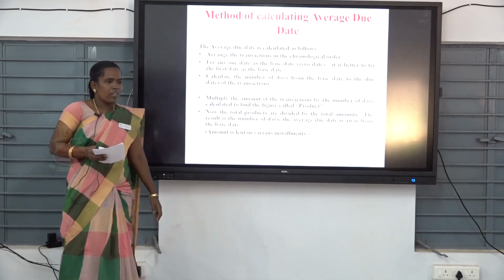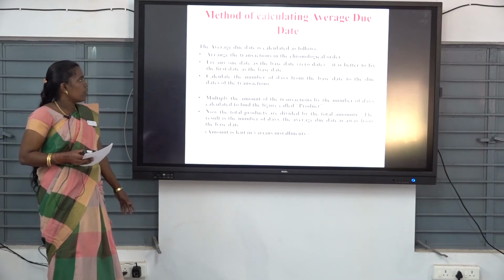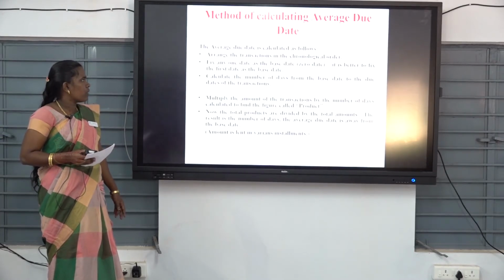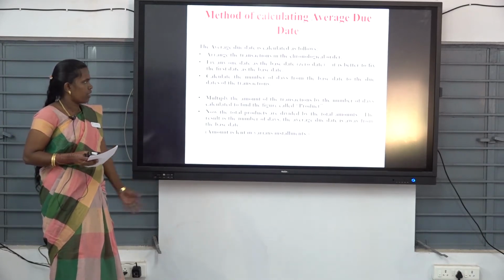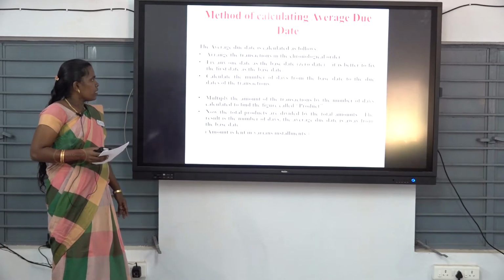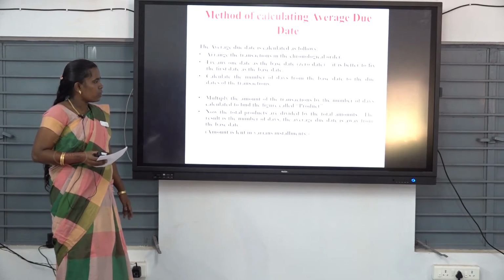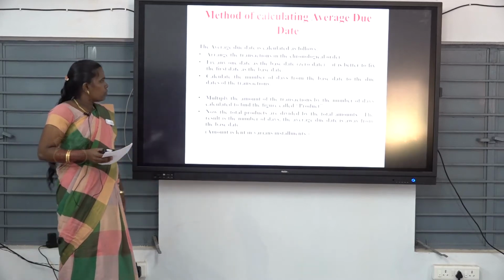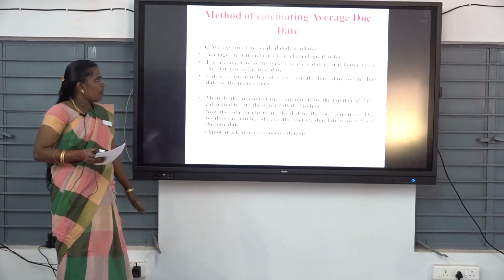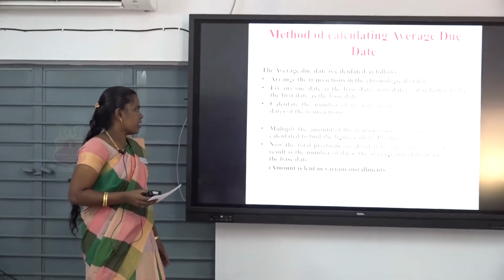Calculating average due date. The average due date is calculated as follows. First, arrange the transactions in chronological order. Second, fix any one date as the base date, the zero date. It is better to fix the first date as the base date. Third, calculate the number of days from the base date to the due date of each transaction.